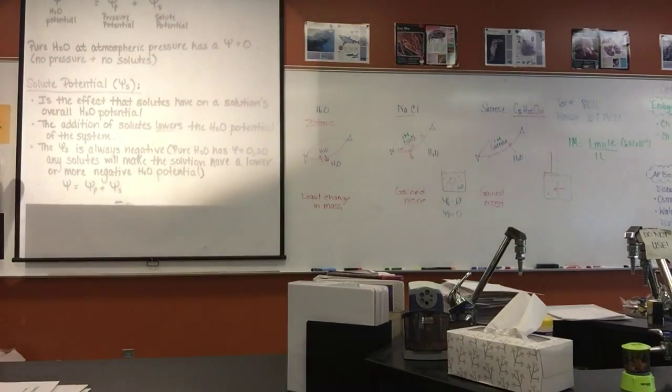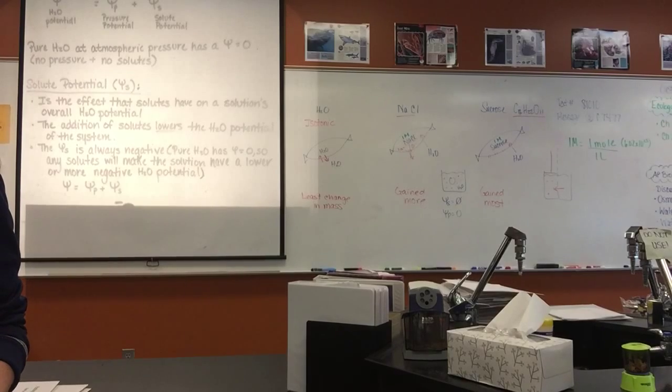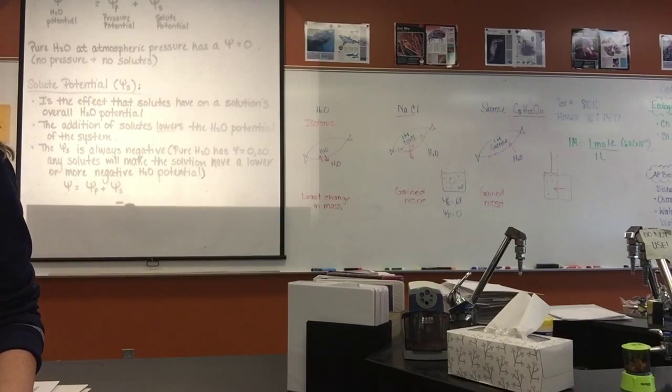Back to the equation here. This is always a negative number, which is going to decrease the water potential. So the solute potential, if it's pure water, is going to be 0, or it's going to be some negative number. And the more negative, the more solutes are dissolved.